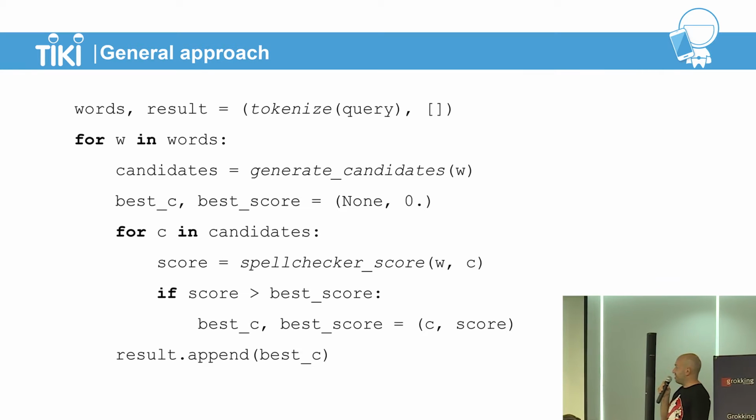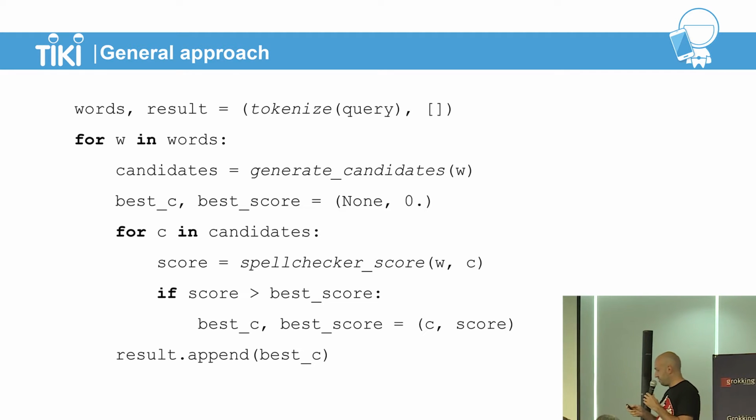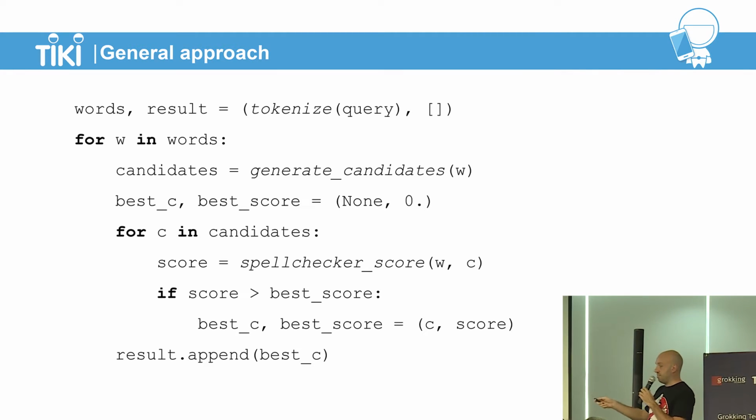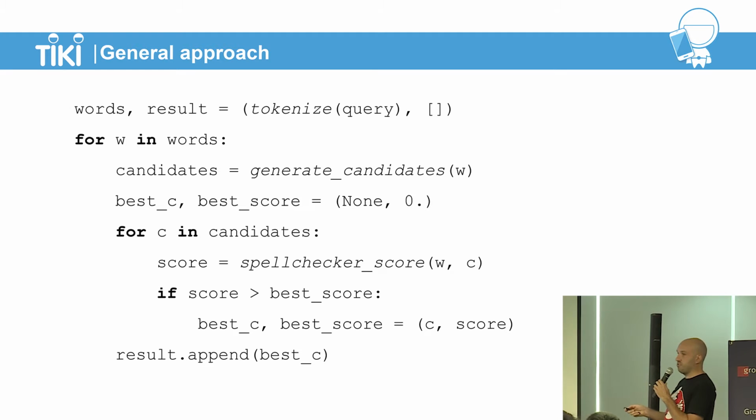Here is our general approach. Basically, I just try to pseudocode the whole algorithm in here, and then I will split it into the details in each further slide. So we take the input query and we tokenize it. The tokenizer here is very simple. We just tokenize by space symbols, and we get our input words. And the result initially is just an empty array.